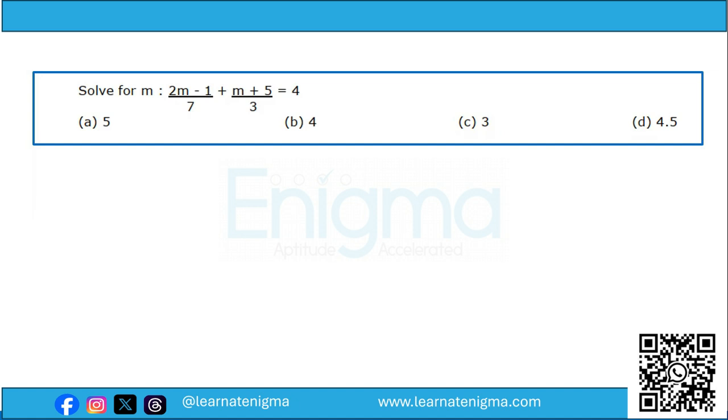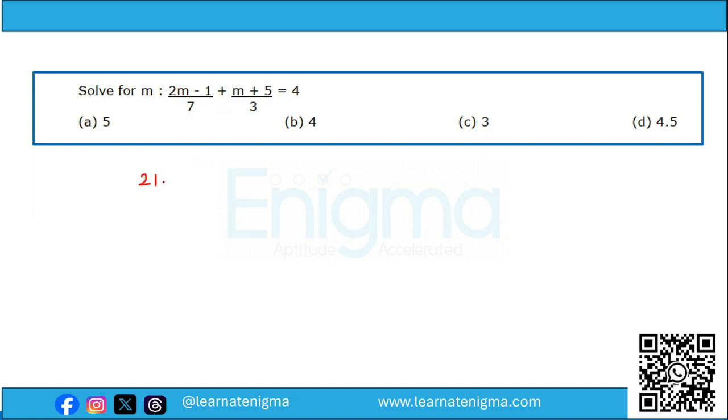Solve for m. (2m minus 1) upon 7 plus (m plus 5) upon 3 is equal to 4. Now, let's take the LCM of 7 and 3, which is 21, and multiply the complete equation by 21.